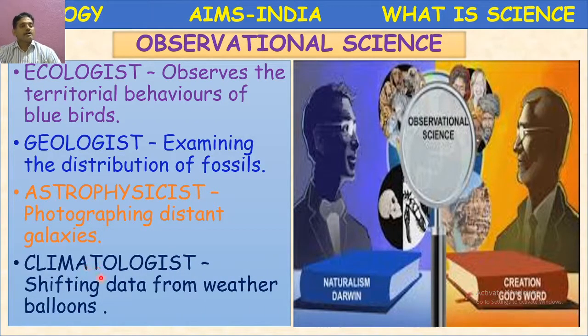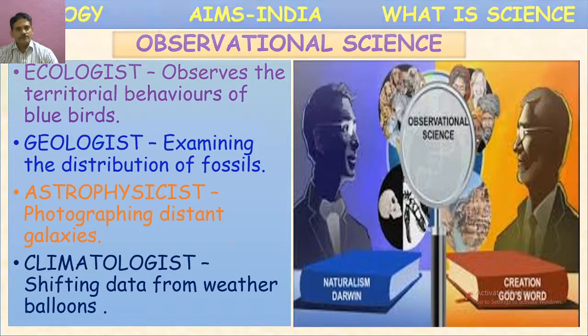Next, the climatologist. A climatologist is sifting the data from weather balloons and weather reports. Okay, how are we getting the weather reports? Climatologists will give the weather reports. So this is called observational science.